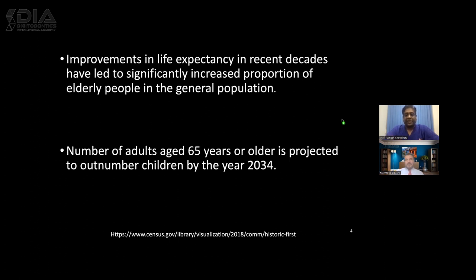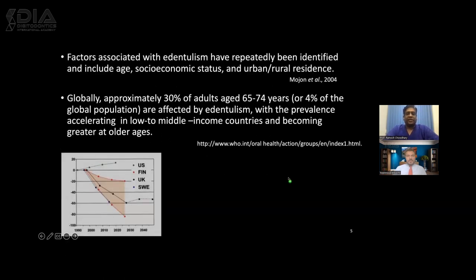If you can see, people aged 64 years or older are projected to outnumber children in the year 2034. Why is this data essential? Because that means we are going to cater to many patients. There are going to be many patients who will have edentulism, and of course the data is varying, sometimes surprising from what we see in other parts of the world. But factors associated with edentulism have reportedly been identified to include age, socioeconomic status, and urban-rural residency.